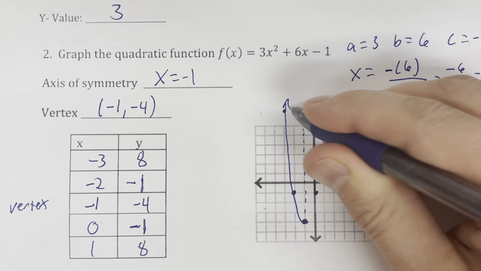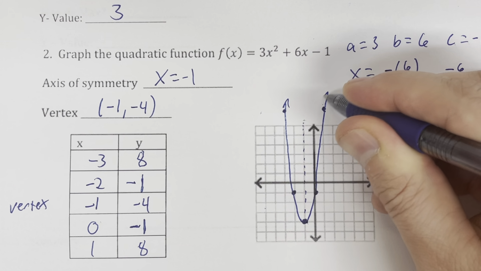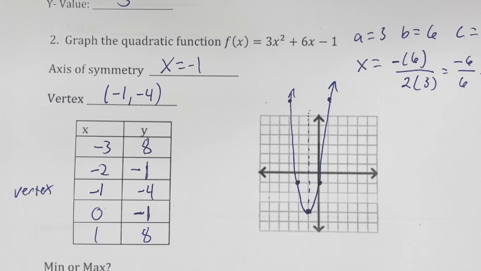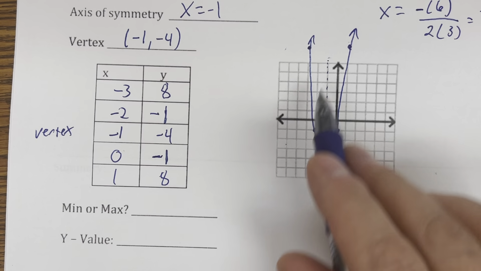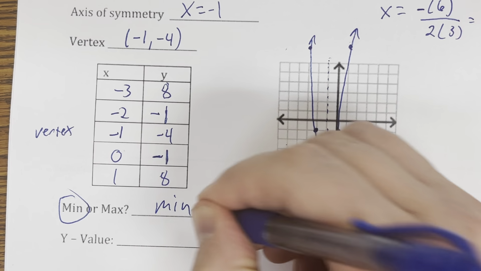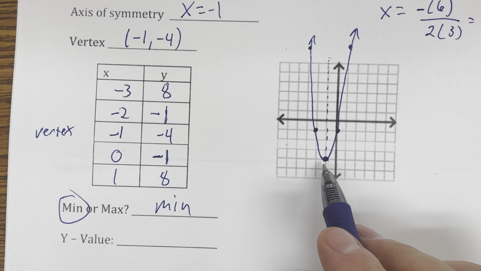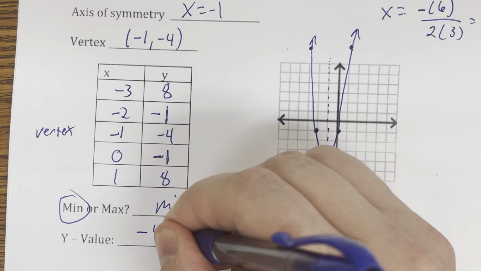Nice gentle curve on this one. Make sure it looks like a U. It should not look like a V. This one's a little bit sharper, but it's still there. And there is our graph. So, is there a minimum or a maximum? Goes up forever, so there's no max. There is indeed a min. And the minimum value is right at the vertex, down 1, 2, 3, 4, so -4.